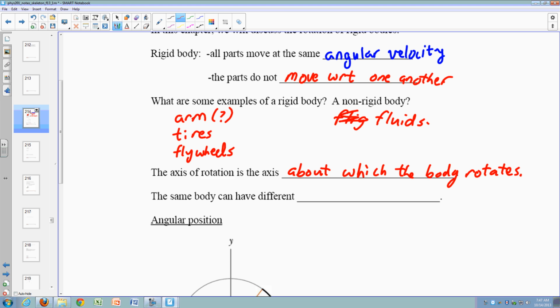All right, so if I'm practicing my ballet moves or whatever, as I tend to do, I can rotate about this axis, right? And so that's the axis about which I rotate. So every point on my body rotates about an axis down through the center of my head. All right, practice ballet moves. The same body can have different axes of rotation.